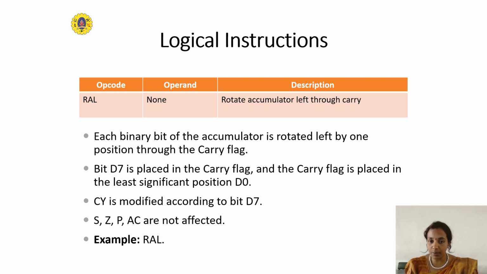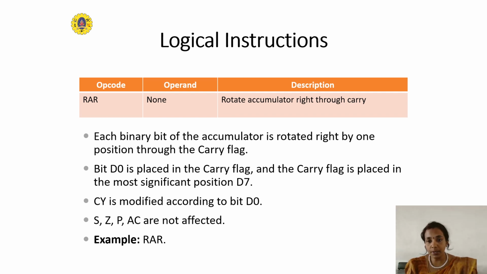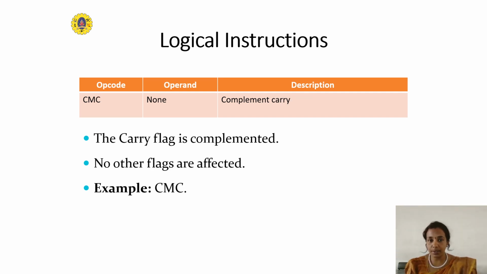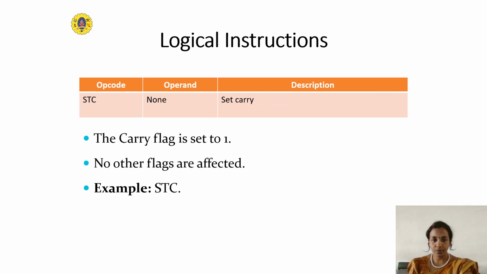RAL means rotate the accumulator to the left through the carry. RAR means rotate the accumulator to the right through the carry. CMA means complement the accumulator. CMC means complement the carry. STC means set the carry flag. The carry flag is set to 1. No other flags are affected.